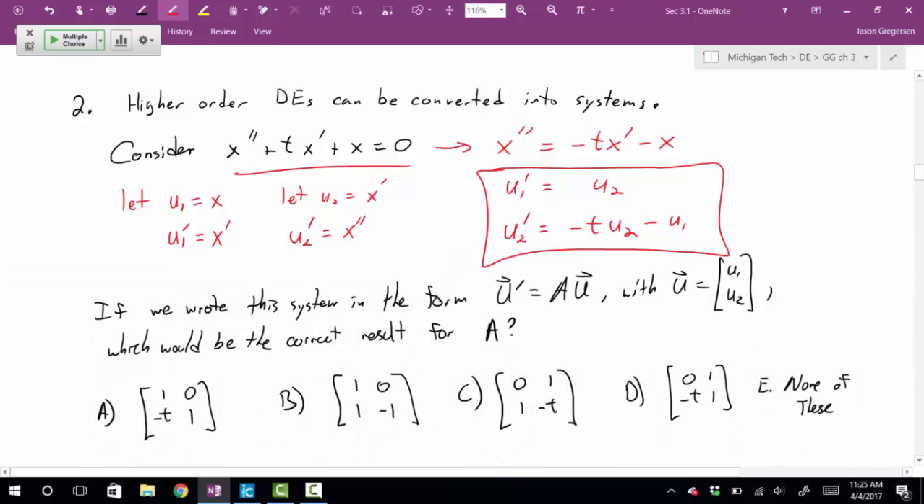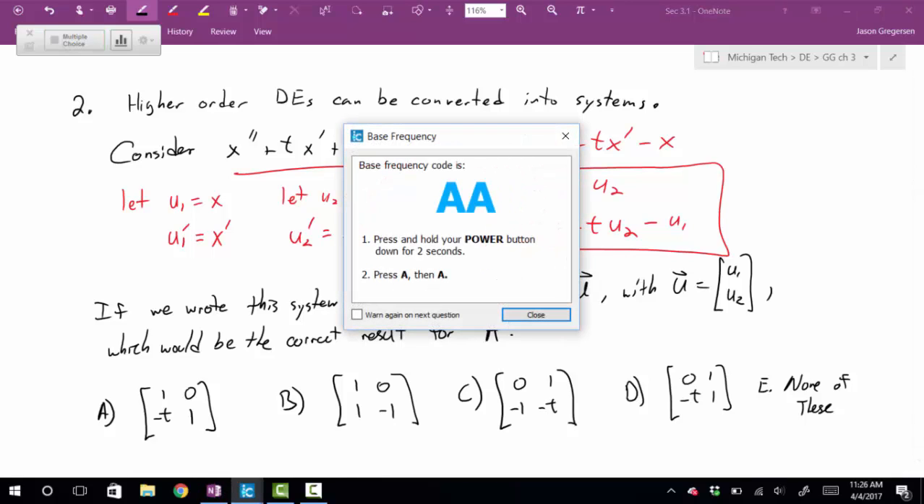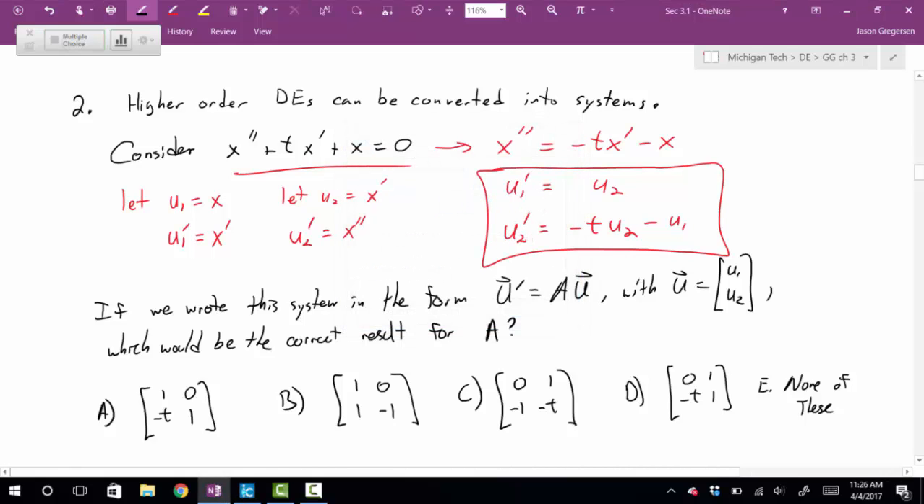if you took that solution and wanted to write it in matrix form, all right. So if you took that system and you wrote it in a matrix form, in that process you have to get the right A. Which one of these is the right A, or is it E, none of the above?